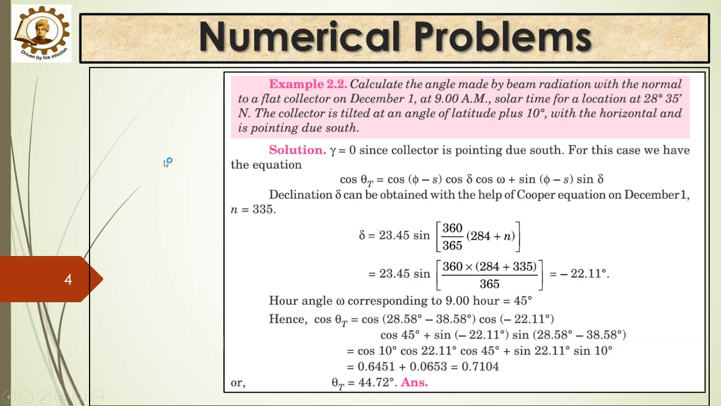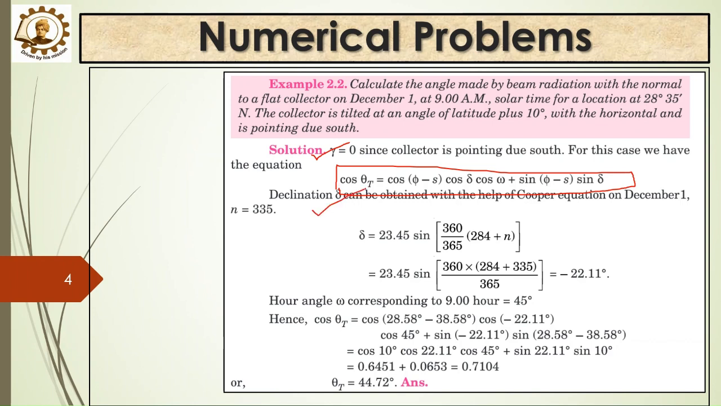So what we do in the first case for the solution is that, as the flat plate collector is pointing due south, the value of gamma is 0. In the previous case, we have already told about the equation, so we need to remember this equation: cos theta t is cos of (phi minus s) cos delta cos omega plus sine (phi minus s) sine delta.